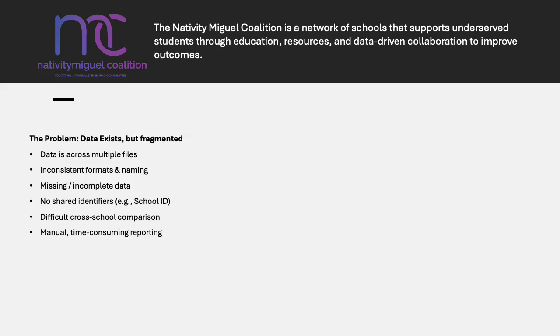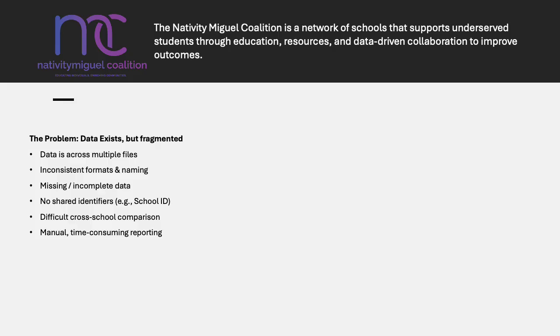Hi, for my project, I'm working with Nativity Miguel Coalition, which is a network of schools that supports underserved students through education, resources, and data driven calibration to improve outcomes. But the main problem I'm addressing is that while the data exists, it's highly fragmented and separated across multiple Excel files, meaning that information can take a while to pull out.